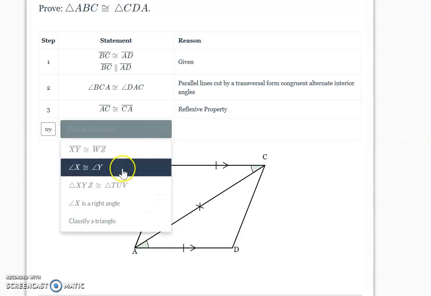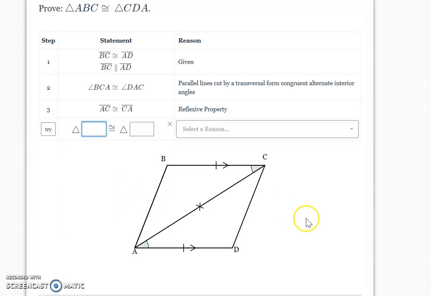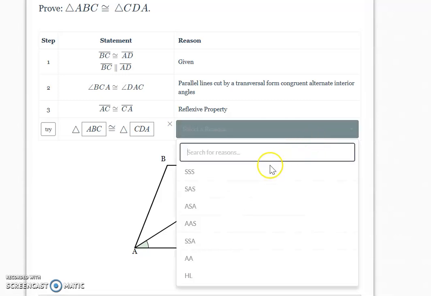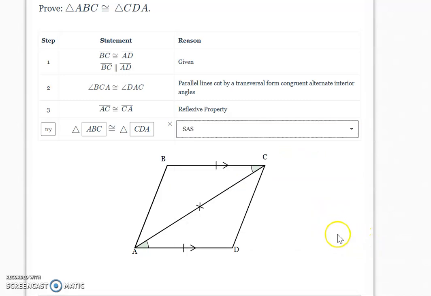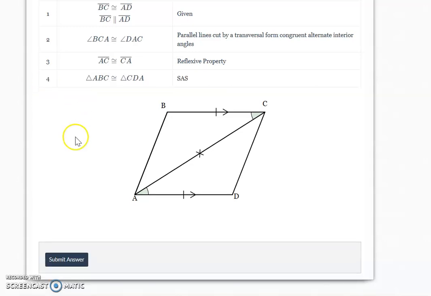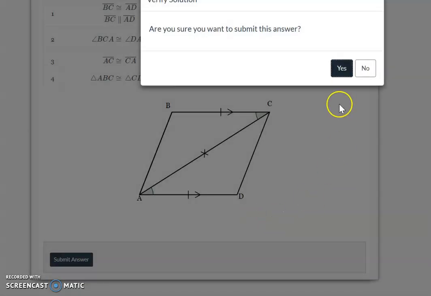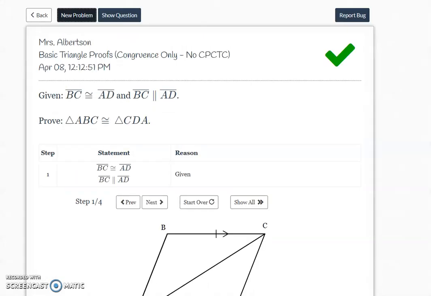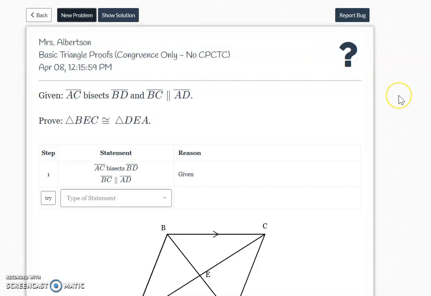So I need to write my triangle statement. So again, I'm just going to use what they wrote up there. And my reason was side, angle, side. So side, angle, side. Put that in there, submit, yes, and we got it. All right, let's try another one.